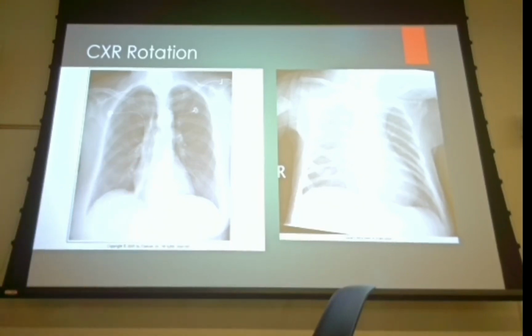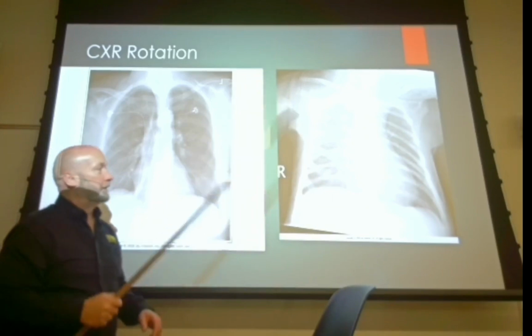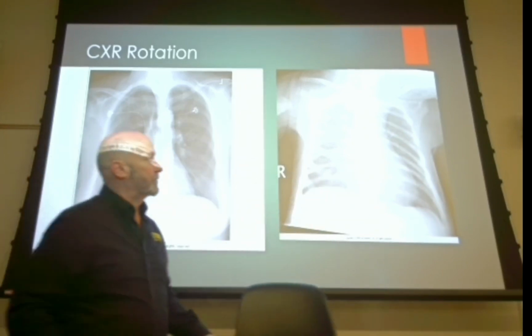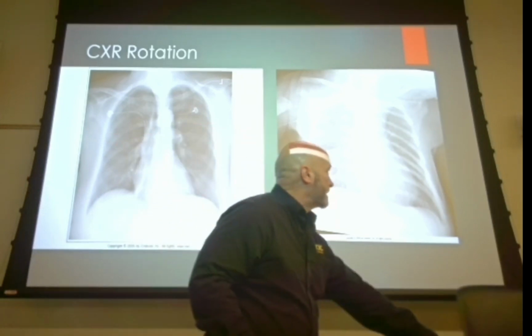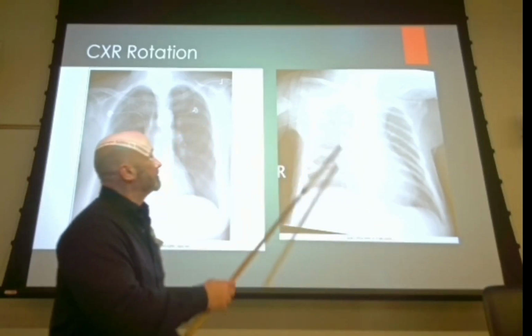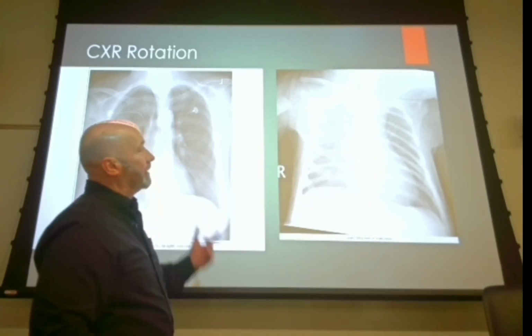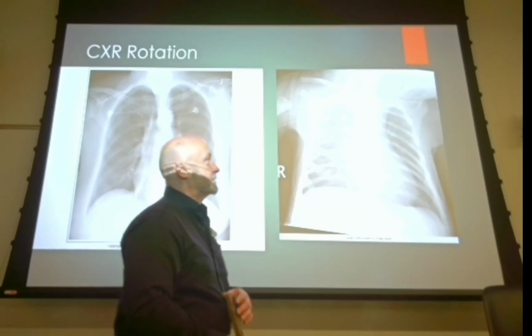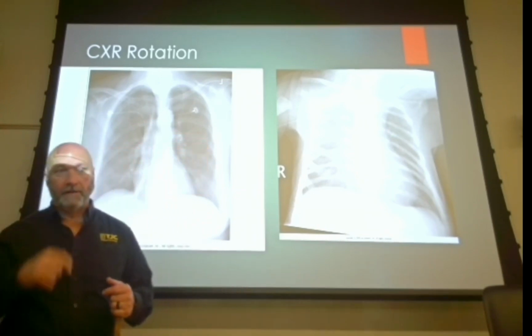So what we have going on with this one over here, it's a child. It's a screaming, moving child. Looks like we've got some quantum mottle. We've got some severe lordosis, and we've got some rotation as well. That's just a disaster, that x-ray.